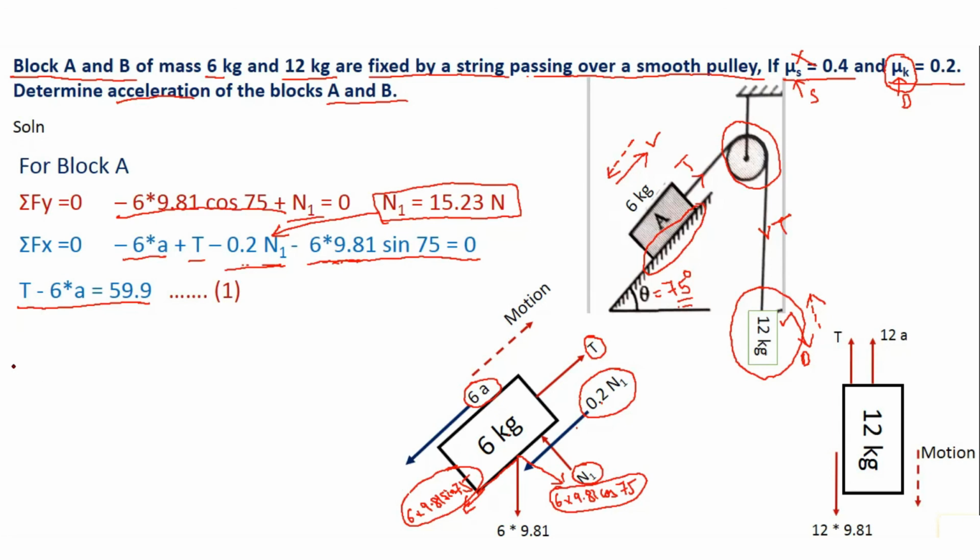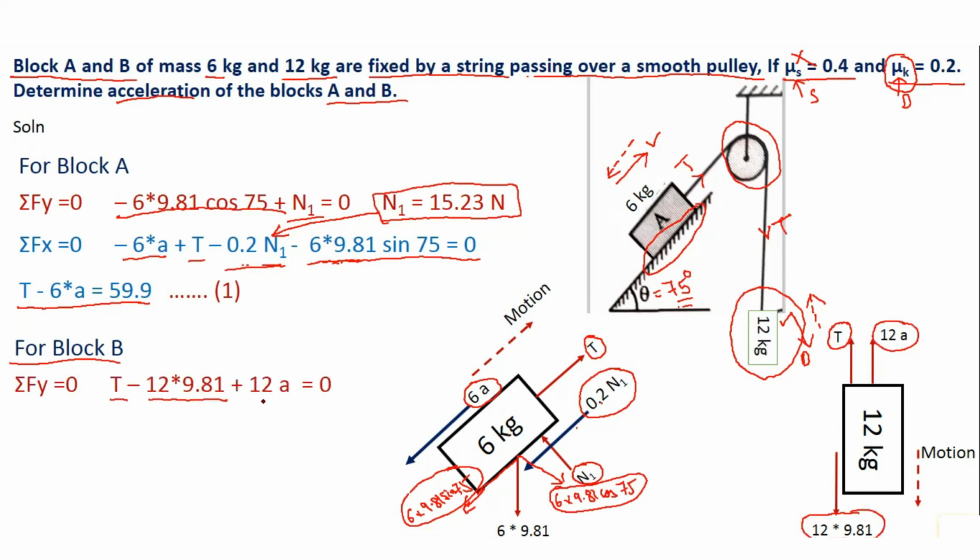So for block B, the only condition which I can apply is summation of Fy is equal to 0 because there is no force in the x direction. So forces in the y direction to be considered are T, 12A and 12 into 9.81. So writing that, I will get T minus 12 into 9.81 plus 12A is equal to 0. Just by rearranging, I will get the equation as T plus 12A is equal to 117.72, and let this be equation number 2.